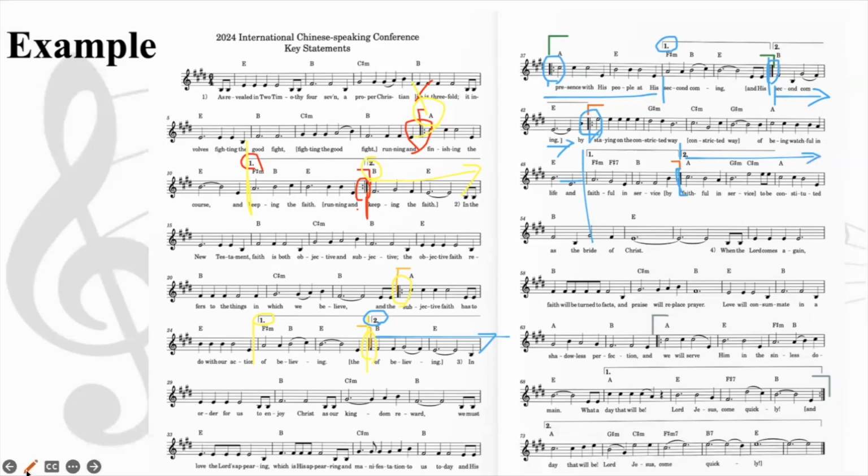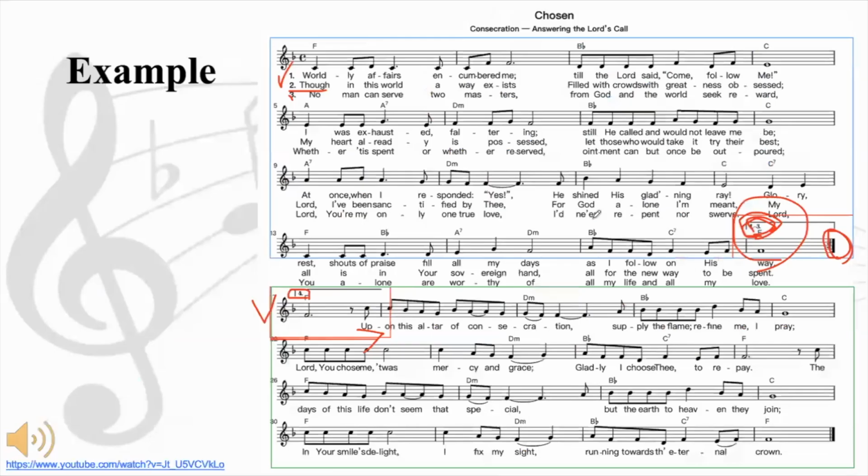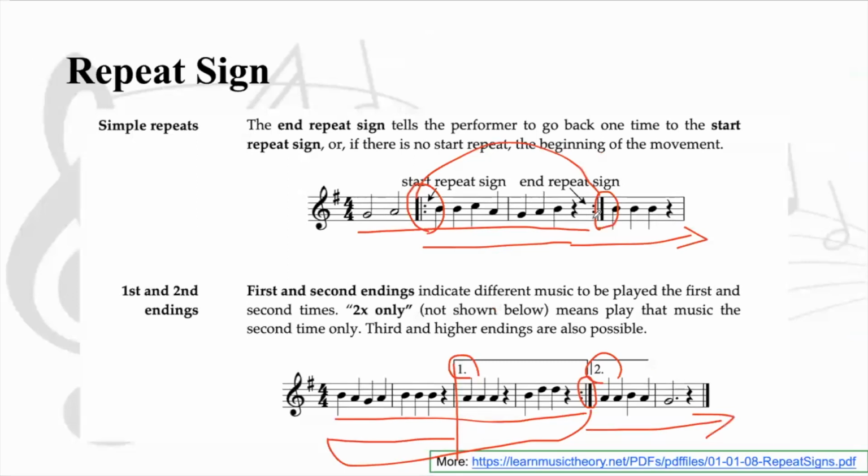Okay, and the last part, the gray one here, we have the repeat sign. So the first time we sing 1 until here, and then we come back to the repeat sign, and until we meet this 1, because we have already sung this, we come to 2. Okay, until the end. So concerning the repeat sign, do you have any questions?